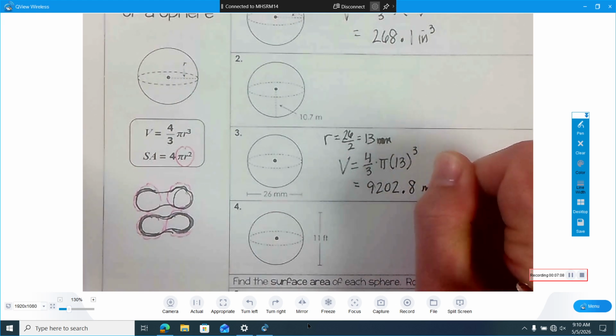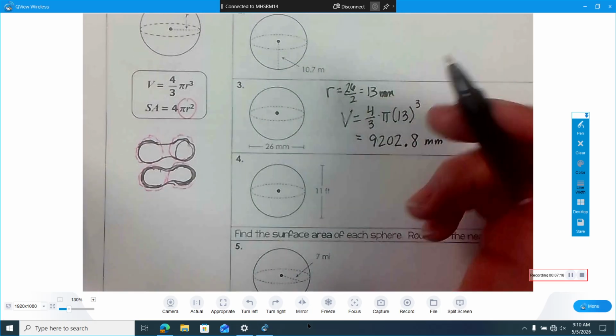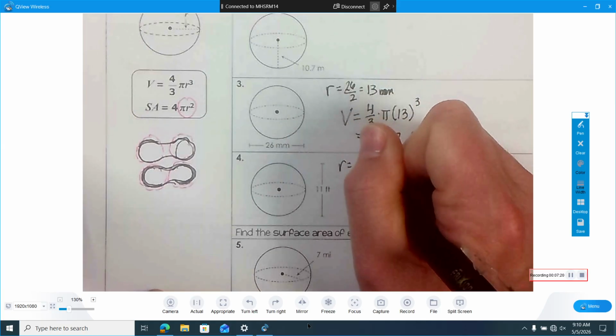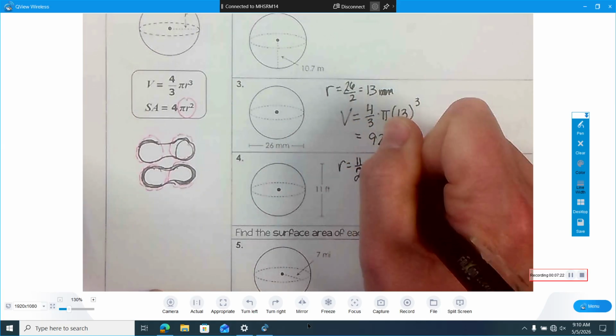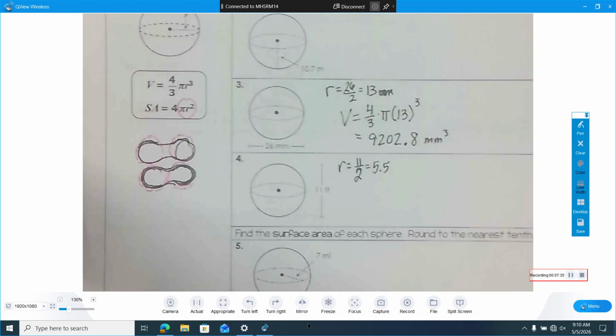9,202.8 millimeters cubed. On number 4, what's the radius? Radius is 5.5. Good. I'm not going to do that one, but again, they're giving you a diameter top to bottom, so our radius is our diameter divided by 2. Okay, questions on those? Formulas are easy, right?